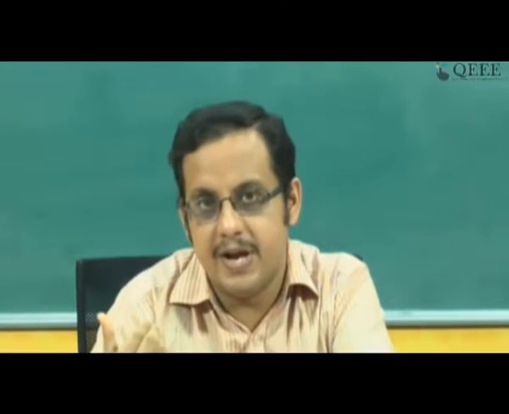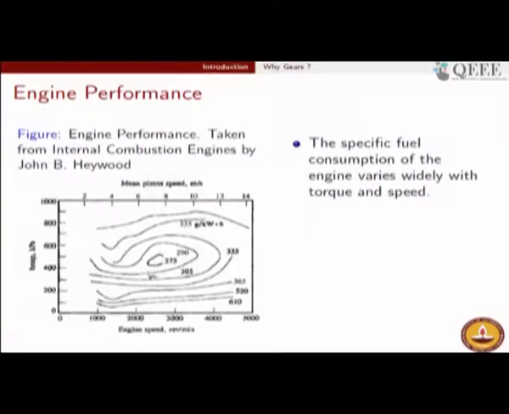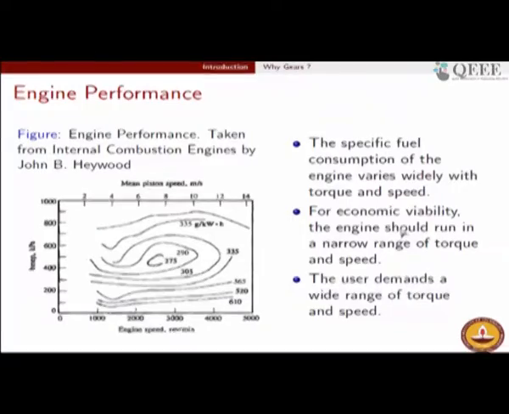So to ensure that the diverse driving conditions on road are met, we need to contrive a certain application which can scale up this bandwidth of available torque and available speed, and thereby offer the user the diversity that he or she wants as he or she drives the vehicle. This is exactly what we will see is done by the gearing arrangement. Just to complete this slide, for economic viability the engine should run within a very narrow range of torque and speed, which is precisely this range, right.